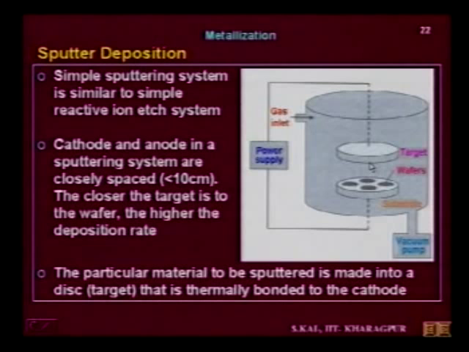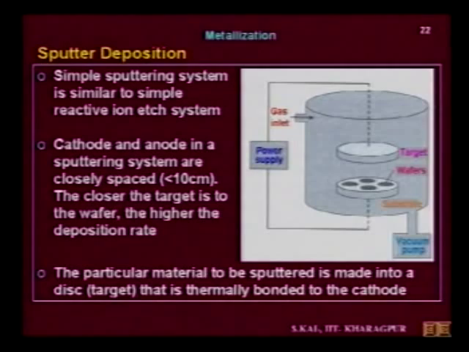Okay. Cathode and anode in a sputtering system are closely spaced, nearly 10 centimeter. The closer the target is to the wafer, the higher the deposition rate. The particular material to be sputtered is made into a disc, which is known as a target. Here, the source material should not be in powder form, liquid form, or gaseous form. Liquid and gaseous forms are used in the CVD technique. Solid form, powder form, or thin foil or rod are used in physical vapor deposition. But in the sputtering technique, the material is to be formed into a disc.